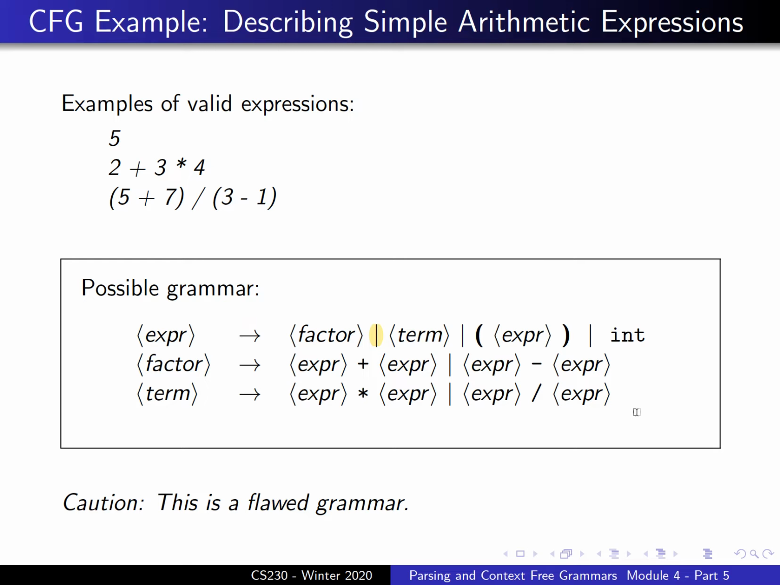So this seems like a fairly reasonable way of describing what a valid expression would be. It's a factor or a term or a bracketed expression or just a number. And we have either something that's combined with plus or minus or multiplication or division.